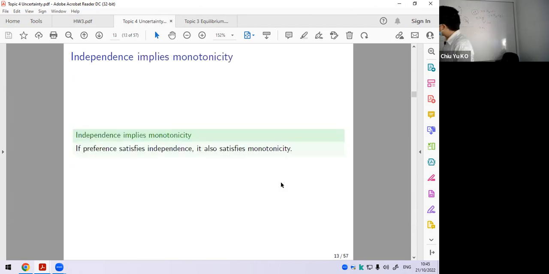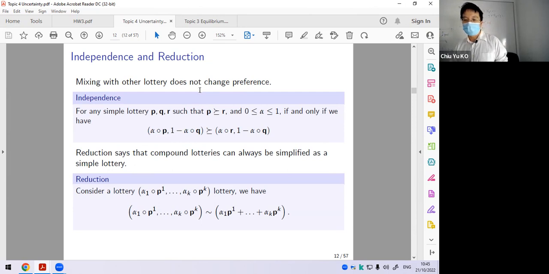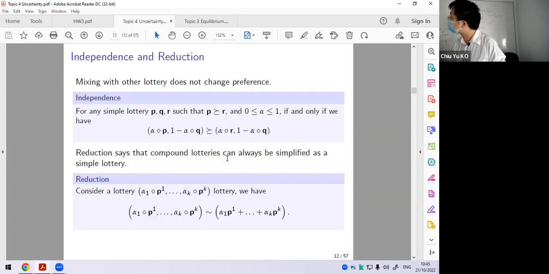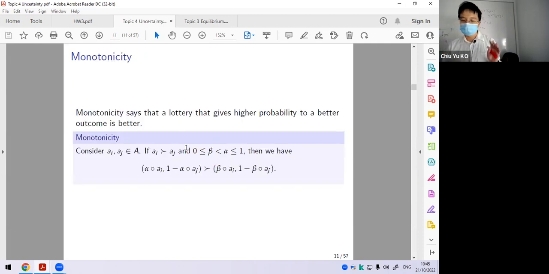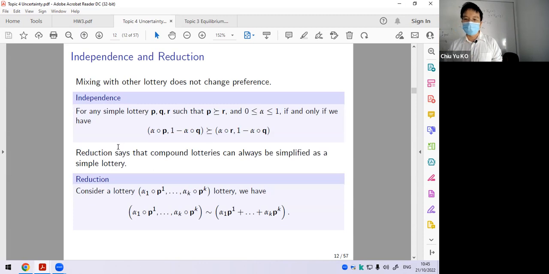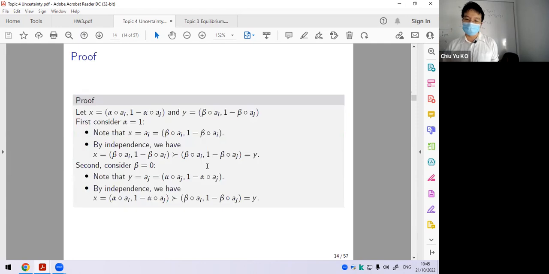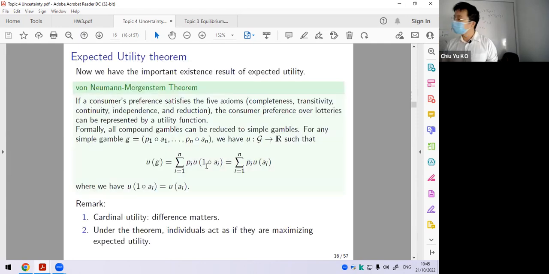I want to mention one thing: independence would imply monotonicity. So independence is much stronger than monotonicity. This one looks like a trivial one, but indeed it includes monotonicity. But anyway, just a side note, I'm not going to prove it. In case you want to, you can look at it, but it's not particularly important.